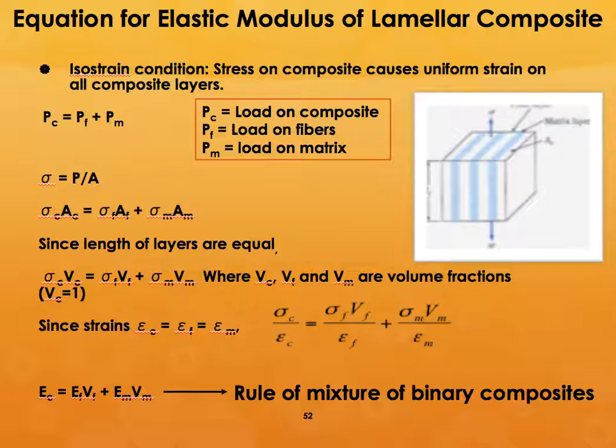You can also say that the strain on the composite is equal to the strain on the fiber, which is equal to the strain on the matrix. So you can derive that the stress on the composite times the strain on the composite is equal to the stress on the fibers times the volume fraction of the fibers divided by the strain on the fibers. So you can see the equation. From that you derive what is called the rule of mixture for binary composites.